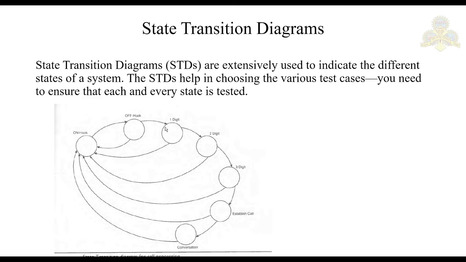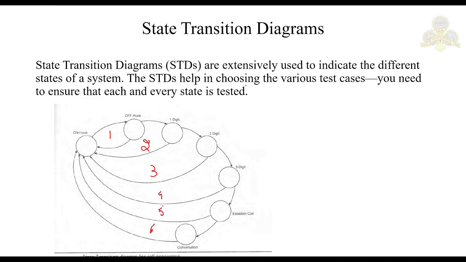Then you can dial a number. You can disconnect. So what are the different test cases here? The first test case would be you go from on hook to off hook, and you disconnect. This is your first test case. The second test case is go off hook, dial 1 digit and then disconnect. This is your second test case. Again, go off hook, dial 2 digits and then disconnect. This is your third test case. Likewise, you have 6 test cases in this particular example.